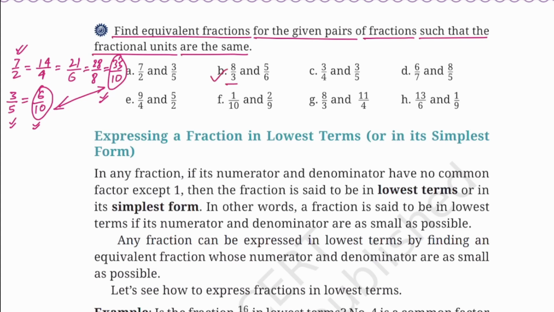B. 8 upon 3 and 5 upon 6. 8 upon 3 is equal to 16 upon 6. You can see 6 is already there in both the fractions, so you can compare these. Thus you can say 16 upon 6 is greater than 5 upon 6.